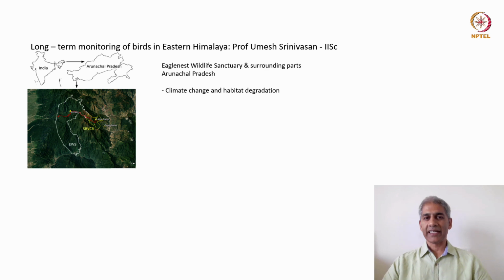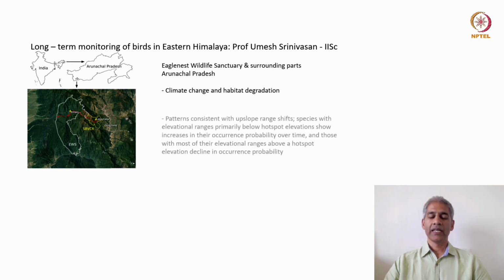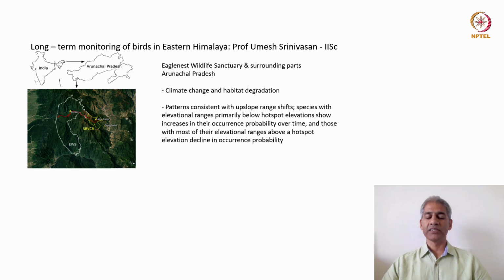So as I said, their study site was the Eagle Nest Wildlife Sanctuary and surrounding parts within Arunachal Pradesh. And they looked at 2 effects, that of climate change and habitat degradation. And what they found was that the patterns of occupancy or occurrence of birds was consistent with upslope range shifts, which meant that species which were below a particular hotspot in terms of elevation were now moving into that hotspot because conditions were suitable for such a movement.